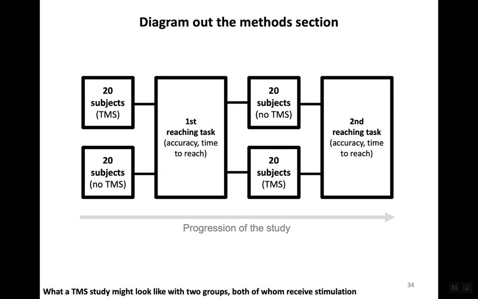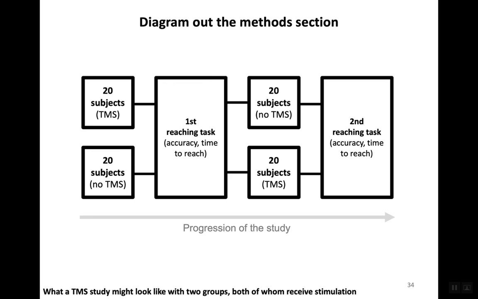And this is important, right? Because some changes might be noticed from the first task to the second task just in virtue of the fact that participants might be getting more experienced with the task, so there's a learning effect, or perhaps they're getting fatigued, and so on and so forth. So that's why it is important to also have a group of participants who do not undergo TMS. There's great value in having a control group here. Okay, so this is a TMS study that relies on two groups of participants.